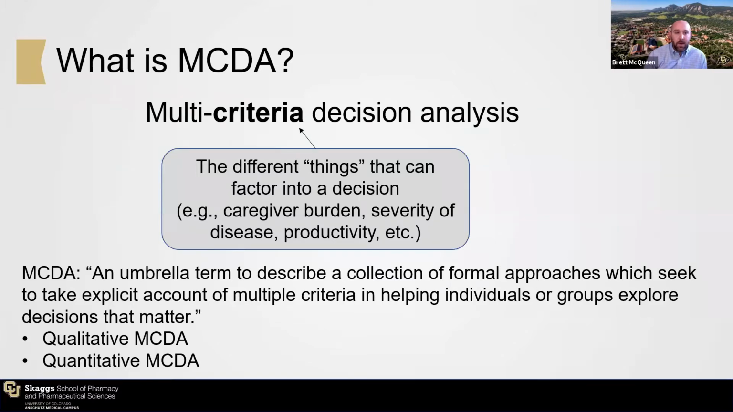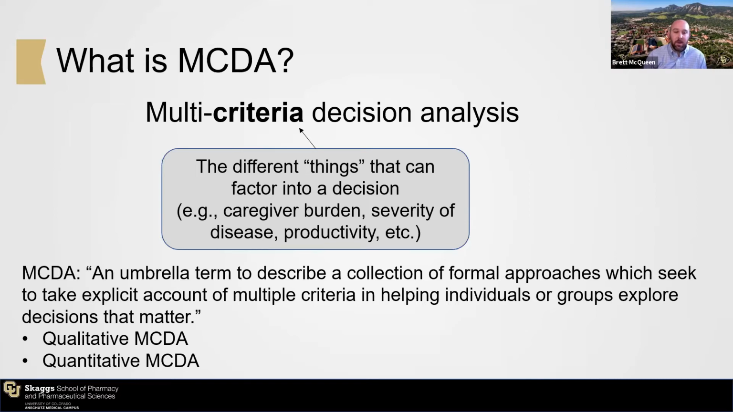So just starting out, for those of you who aren't familiar, what is MCDA? Well, multi-criteria decision analysis is just a broad umbrella term that describes a collection of different approaches where we take into account different quote unquote things, right? Criteria that factor into decisions that really matter for people. And we split those into two. This is fairly recent terminology: qualitative MCDA and quantitative.